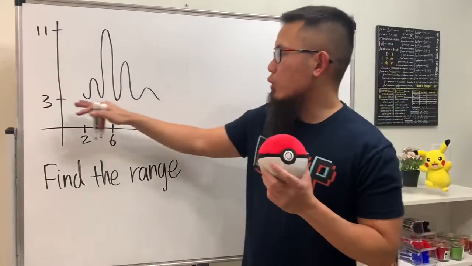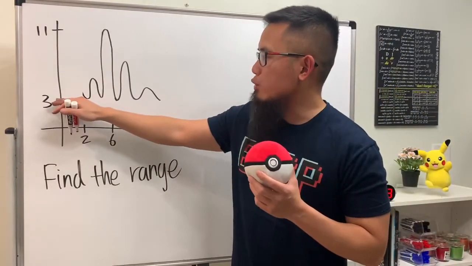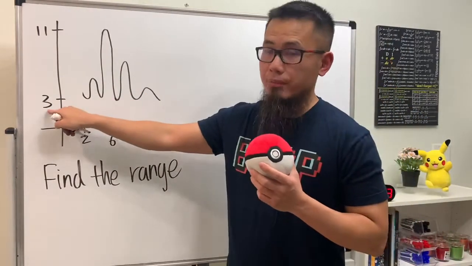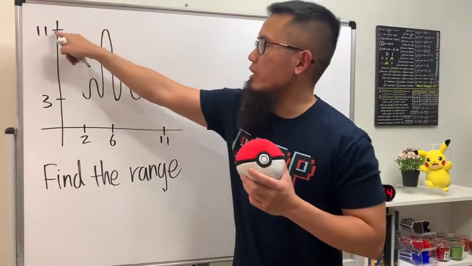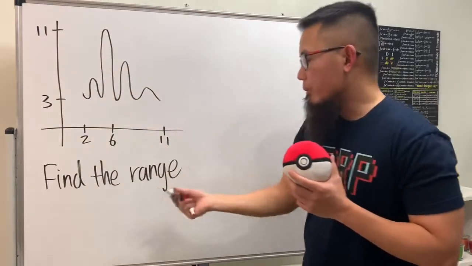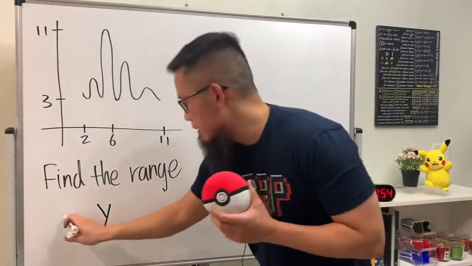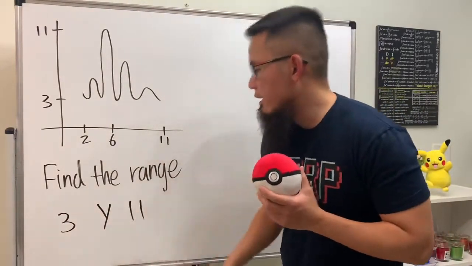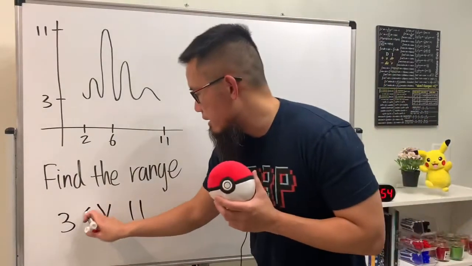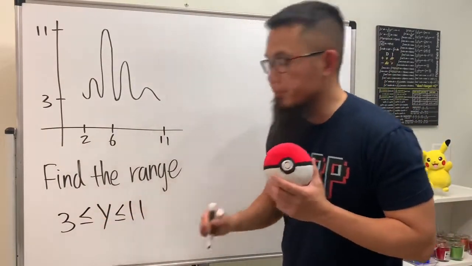So you are going to just go to the lowest point of the graph, which is right here, which is at 3. And then the highest point is right here, which is at 11. So the range is going to be y is in between of 3 and 11. And you can write this down like this: less than or equal to, less than or equal to.